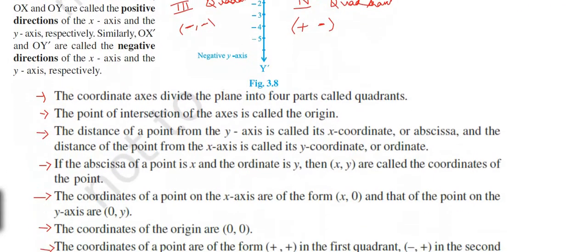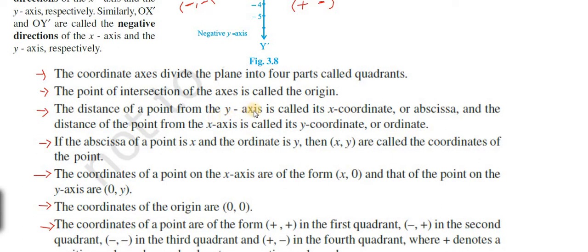Next, the third point: the distance of the point from the y-axis is called its x-coordinate or abscissa. For example, in 3 comma 5, the first is x and the next is y. If you write 3 comma 5 and 5 comma 3, are both the same? No, both are not the same. 3 comma 5 is different and 5 comma 3 is different. We already discussed this in the last class. I hope you remember.